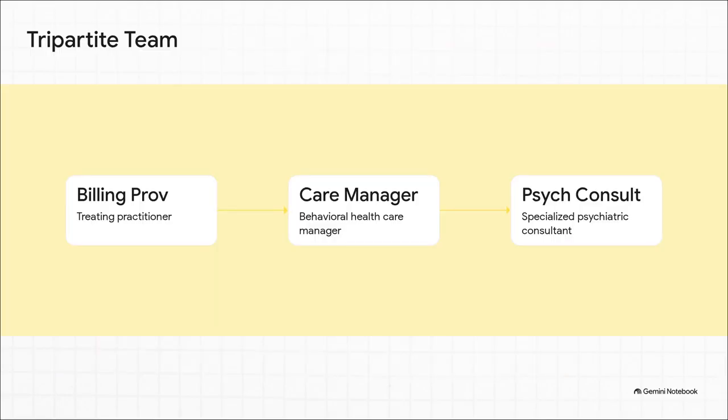To bill for COCM, you absolutely must have this tripartite team in place. You can't just piece this together with 2 out of the 3. You need the primary treating practitioner, who's the one actually billing the service, a designated behavioral health care manager to do the heavy lifting of patient tracking, and a specialized psychiatric consultant.